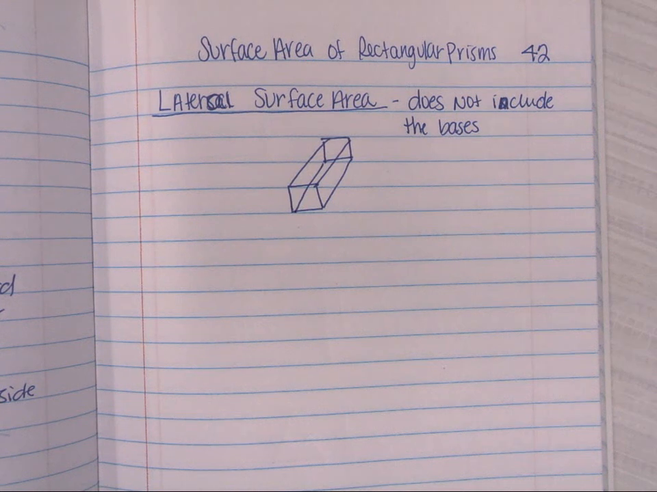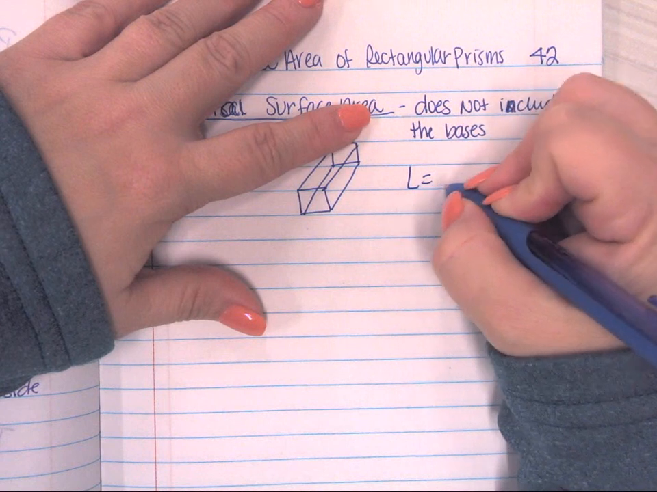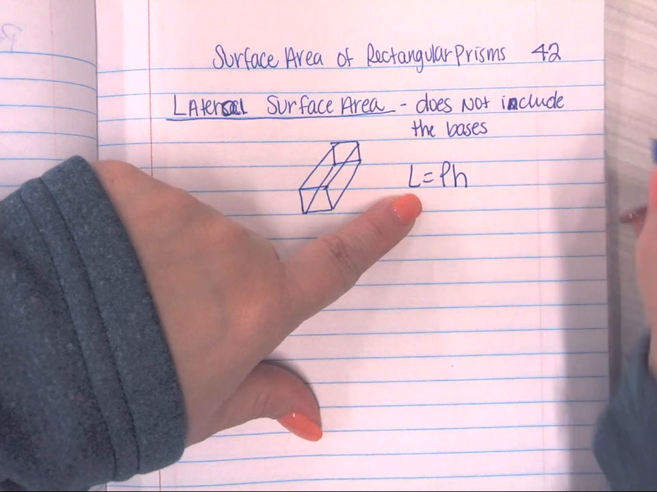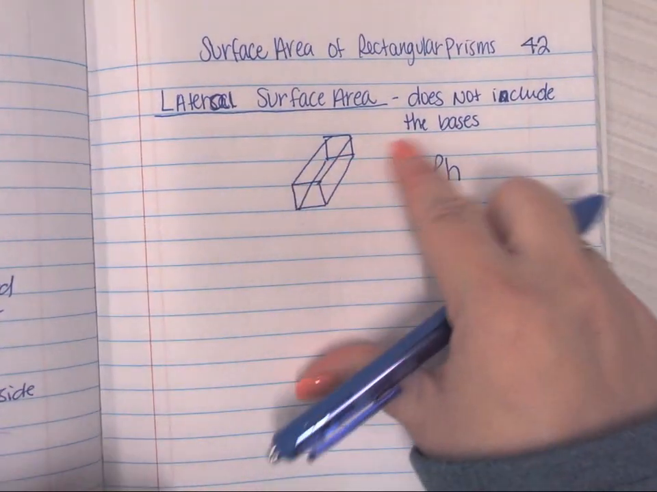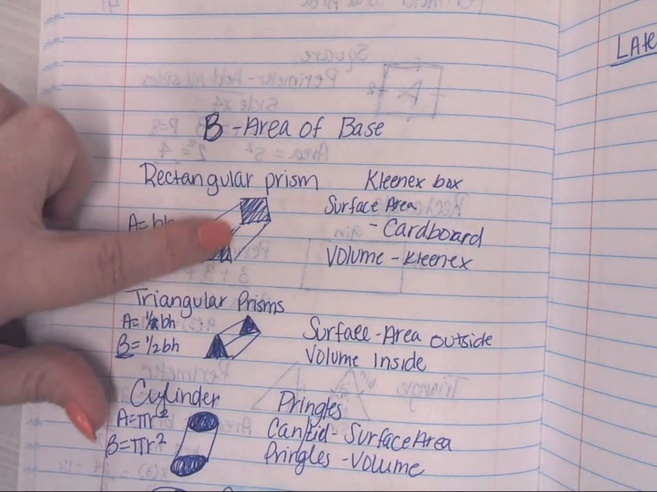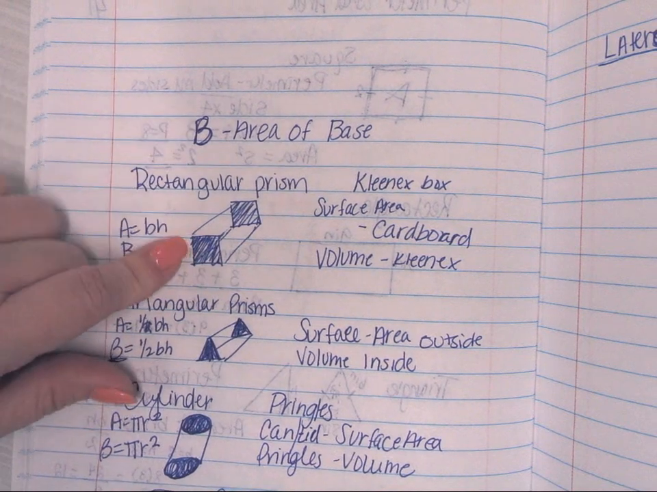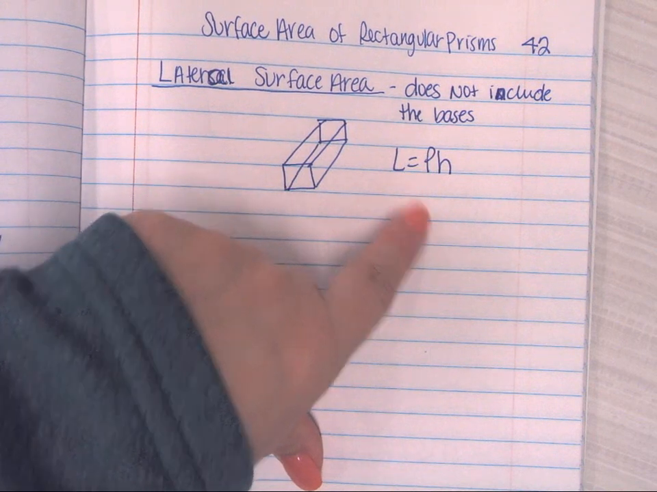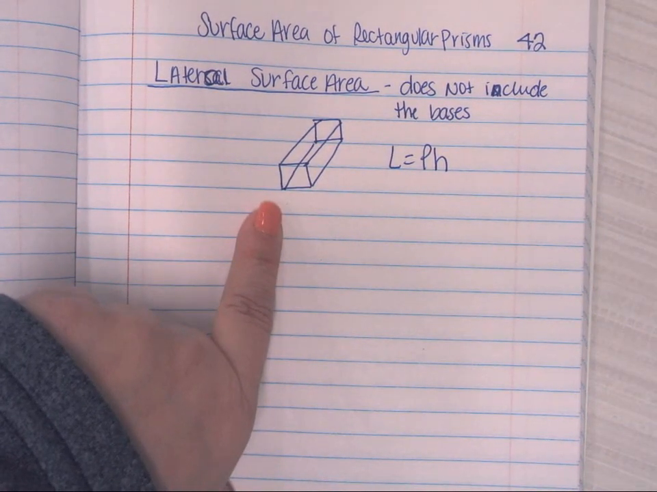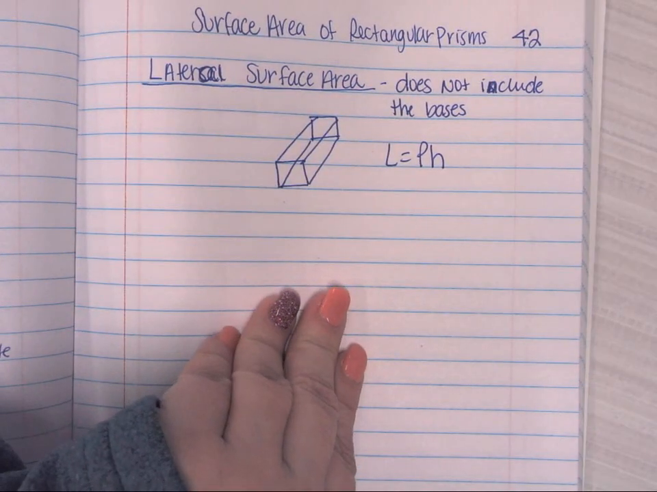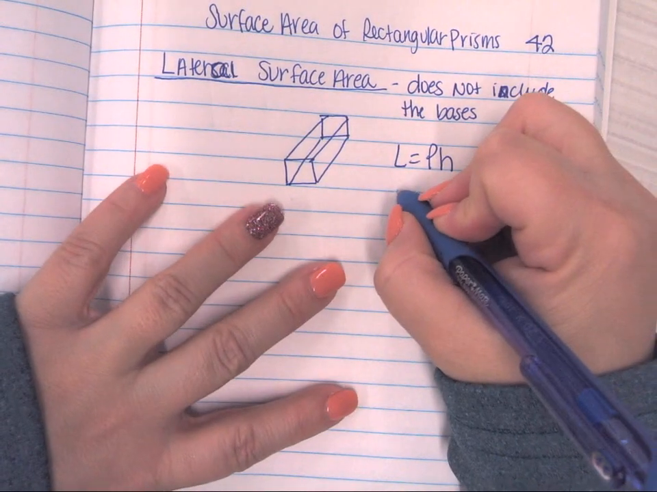We figure this out by the formula: lateral surface area is equal to big P times H. Did you notice over here when we had big B, that was referring to the base. We found the area of the base. So P we know is perimeter, but if we have big P, what do you think we're finding the perimeter of? The whole thing? No, we're finding the perimeter of the base.